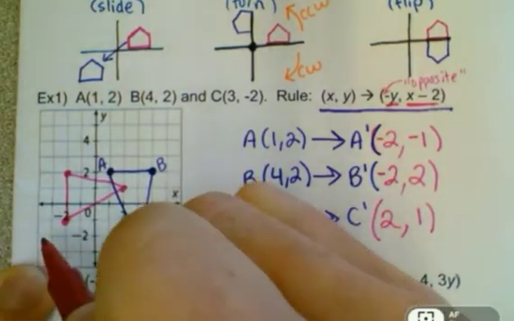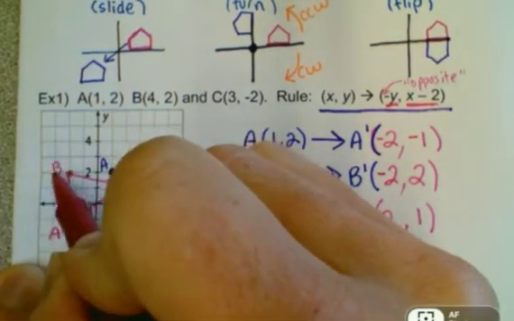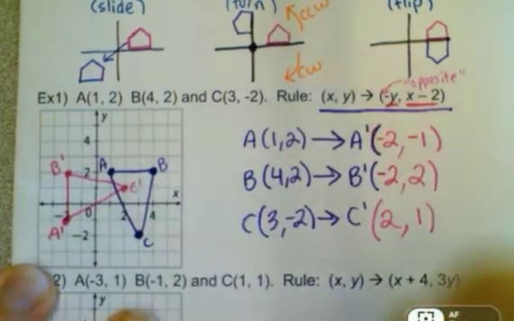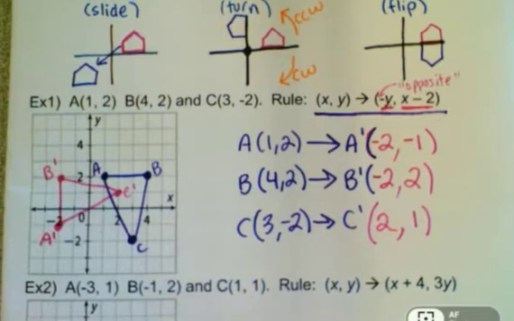So negative 2, negative 1 was A prime. Negative 2, 2 was B prime. And then the last one was C prime. So that is a rigid transformation.